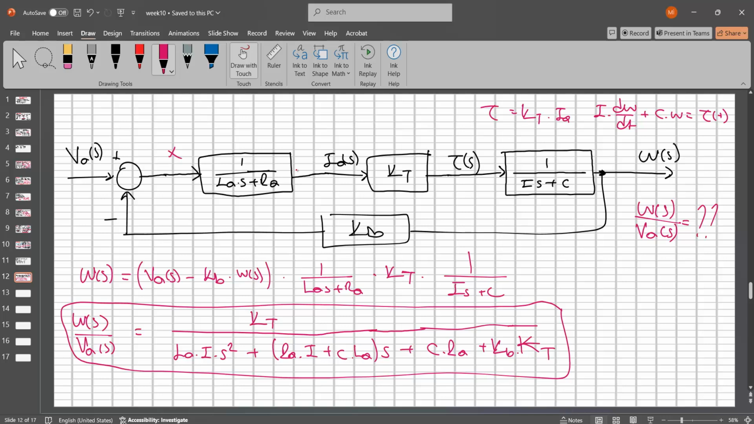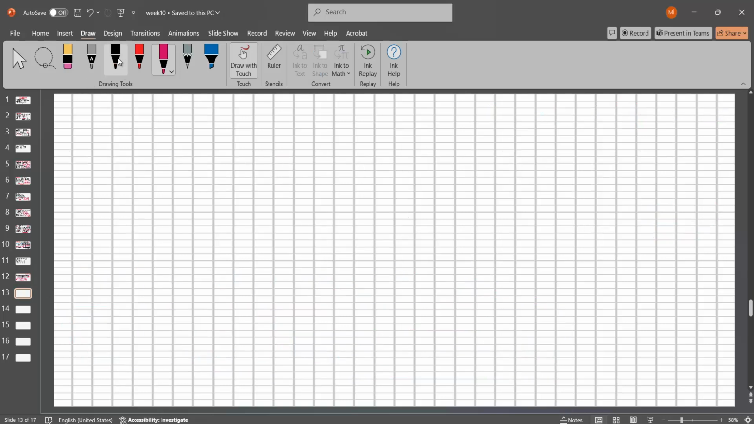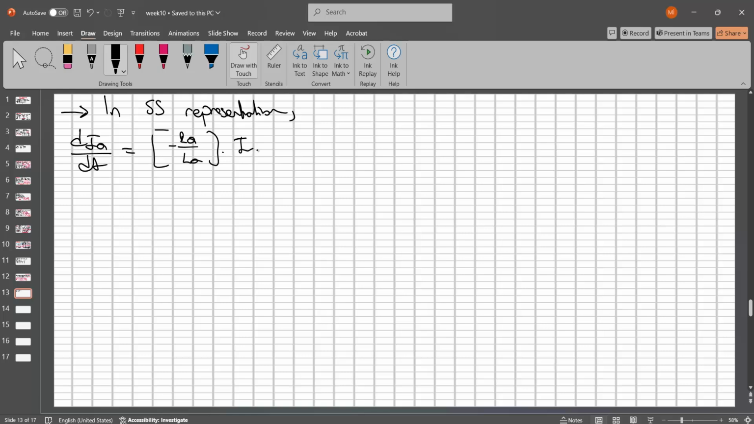This is the transfer function one, but we can build this system in state space also, right? SS representation, which means that dIA/dt must be equal to minus RA/LA times IA plus minus KB divided by LA times W plus 1 divided by LA VA. Where is this equation coming from?